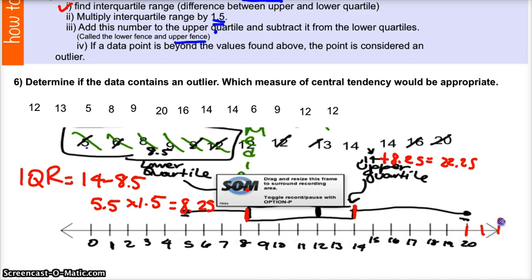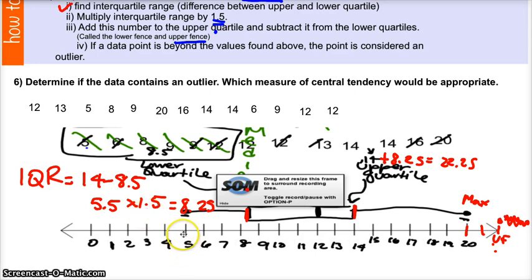So if a number is higher than this 22.25, this upper fence, then these are all of your values that are outliers. So even though 20 is your maximum point, it's not statistically considered an outlier because it is within 1.5 of the interquartile range.